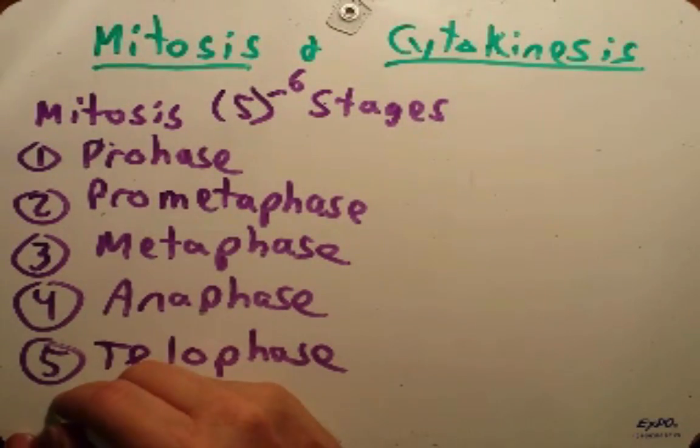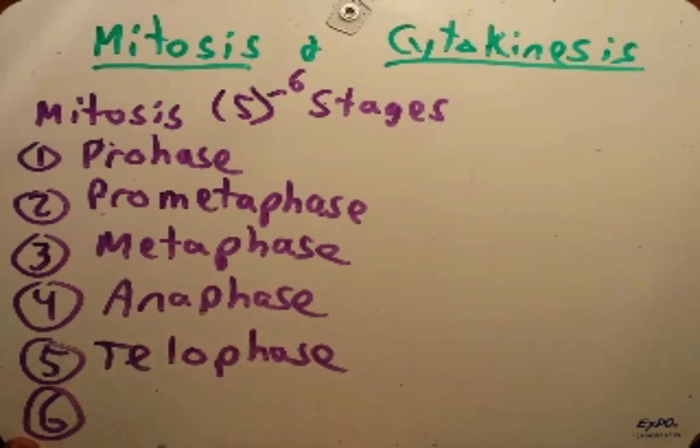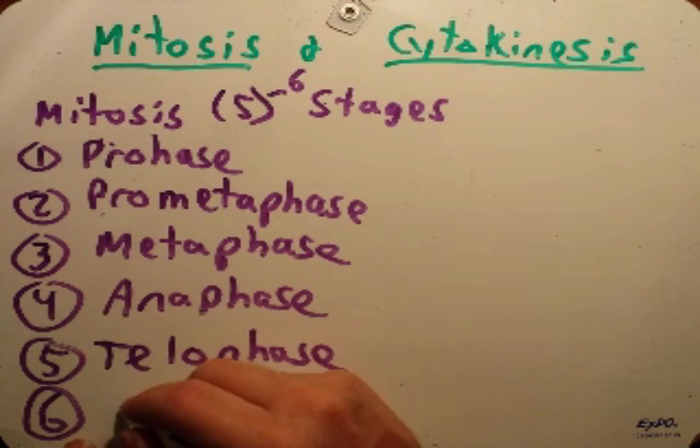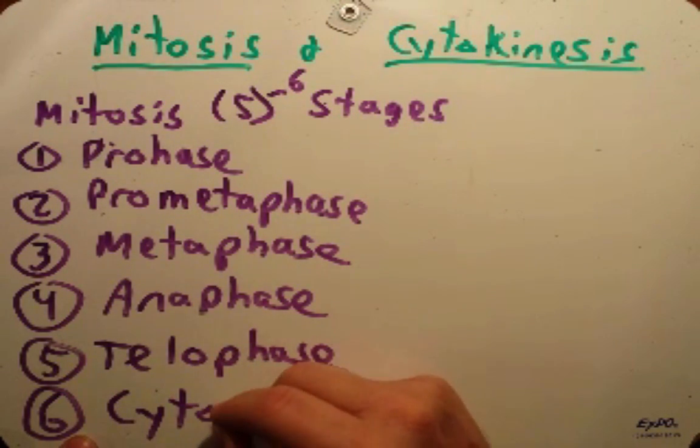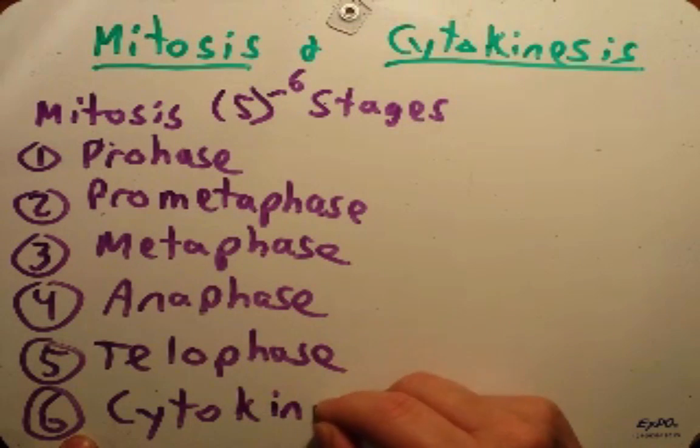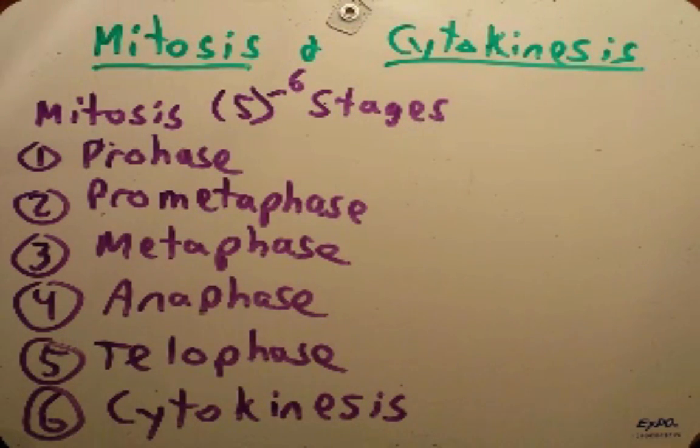Some textbooks, I believe your textbooks, lump cytokinesis in with telophase. I'm going to list it separately. The reason I like separating them out is that these phases up here deal with what's happening with the chromosomes and the nuclear membranes as well. Cytokinesis is the actual last part of the cell cycle where it physically separates those two cytoplasms into 2 new cells. So I like to keep it separate.